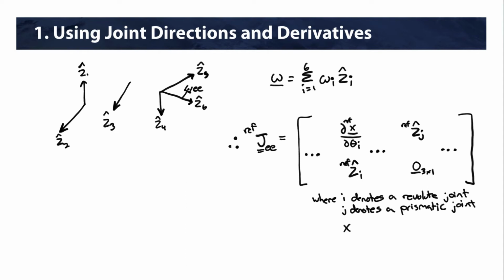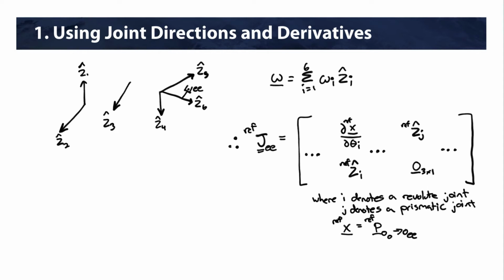And our vector x ref here is just simply our position vector from the origin of frame 0 to the origin of the end effector frame in terms of whatever reference frame we're using. All right, so this is one approach. And in a subsequent video, we'll show how you use this method to find the Jacobian for a spatial robot.